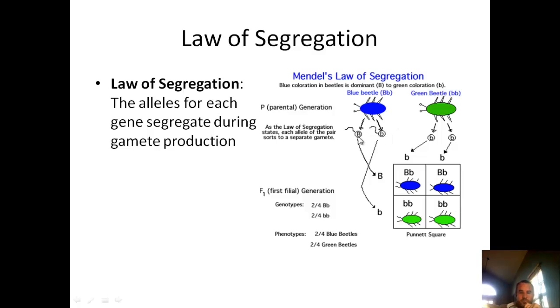So the blue beetle with 1 of each allele and the green beetle with 1 of each allele, you could put into this Punnett square and look at all the possible outcomes. So if you combine these alleles with these alleles over here, you get 4 possible combinations. And the Punnett square is a nice way to organize all of those possible combinations.